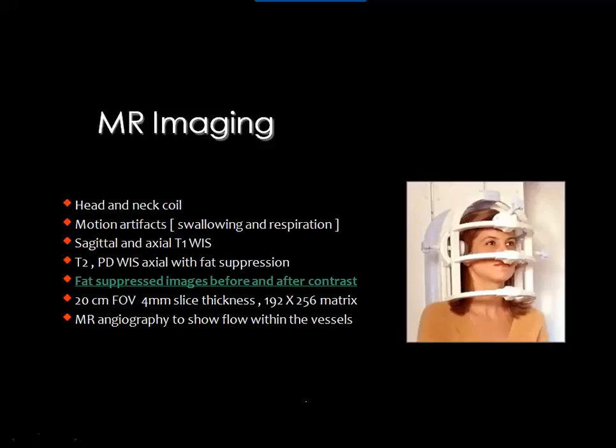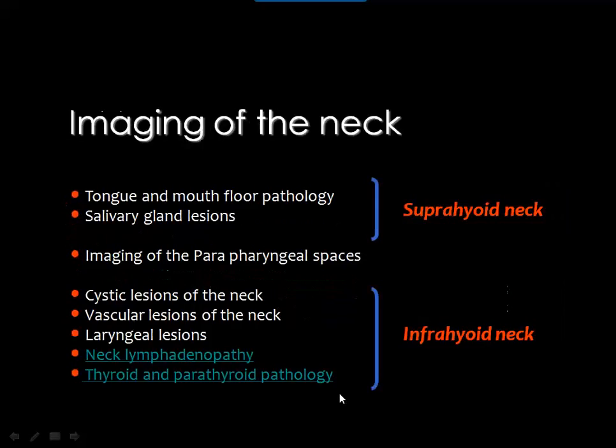Considering the MR imaging, we use the dedicated surface coil, and we follow the protocol having T1 and T2 weighted images, and also we may have coronal and sagittal planes. It's important to remember that whenever we are going to inject contrast media, we need to have fat suppressed images before and after injection of contrast. Also, sometimes we may use the facility of MR angiography to show the flow within the vessels.